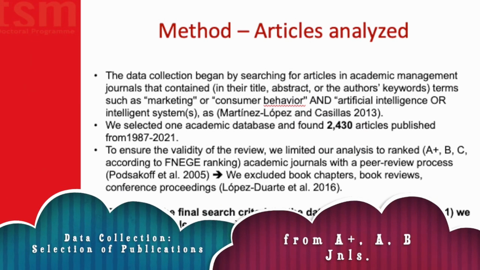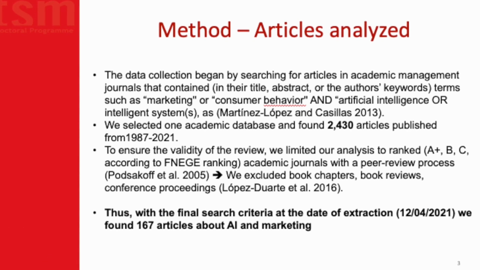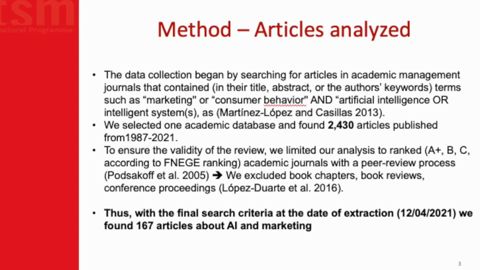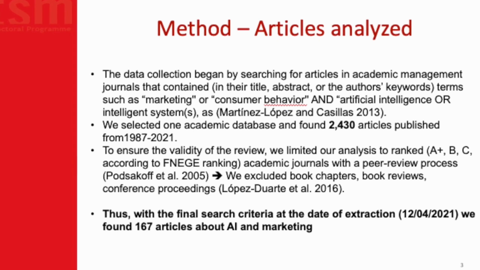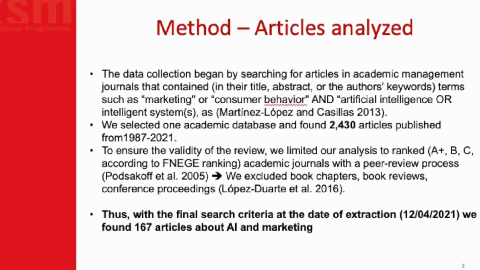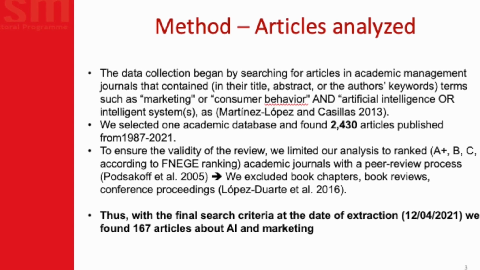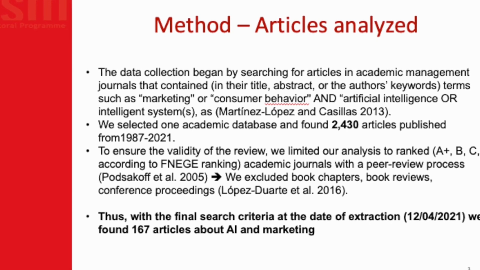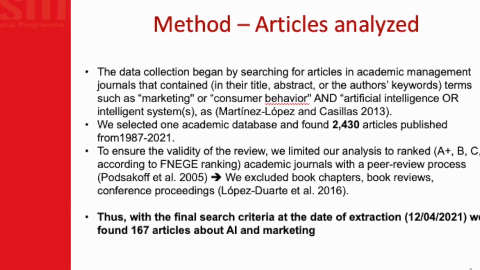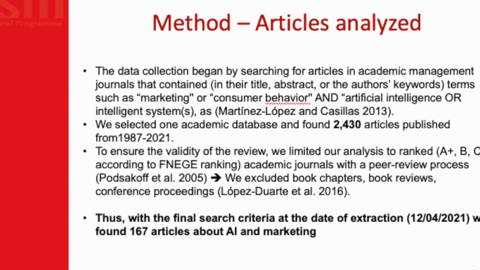It starts with the data collection by searching for articles in academic management journals that contained in the title, abstract, or the author's keywords, terms such as marketing or consumer behavior and artificial intelligence or intelligent systems, which is recommended by the literature. We then selected one academic database and found 2,430 articles published from 1987 to 2021.